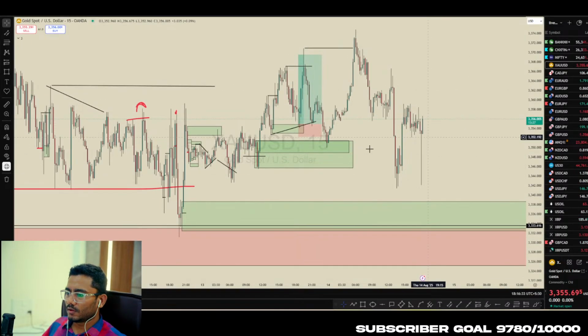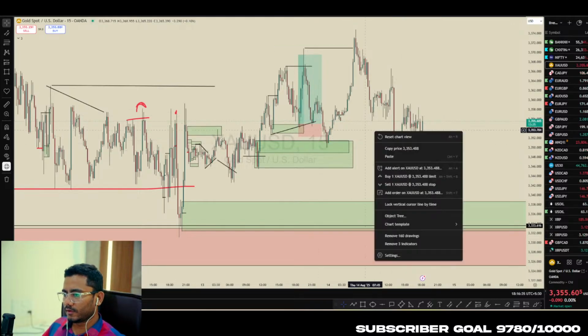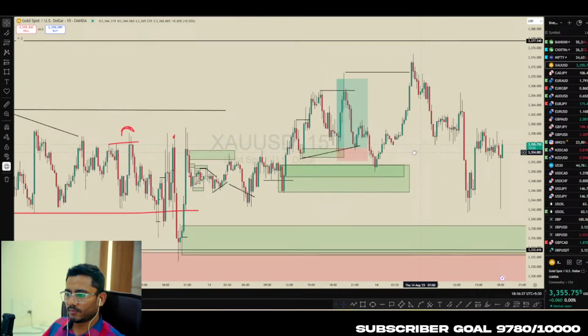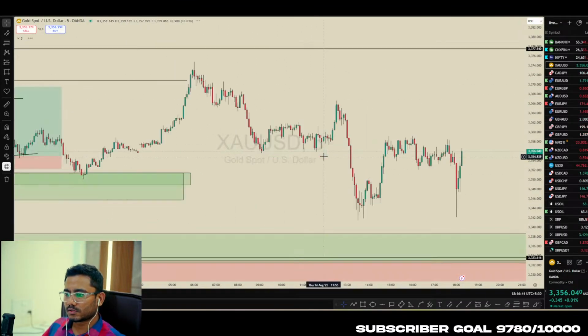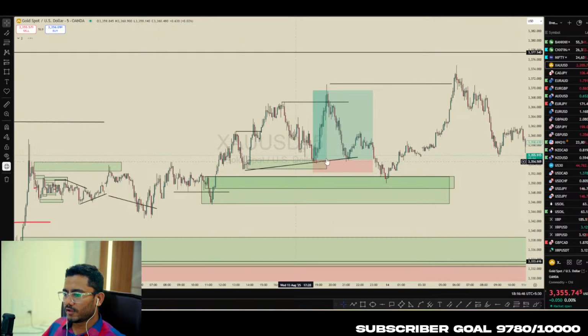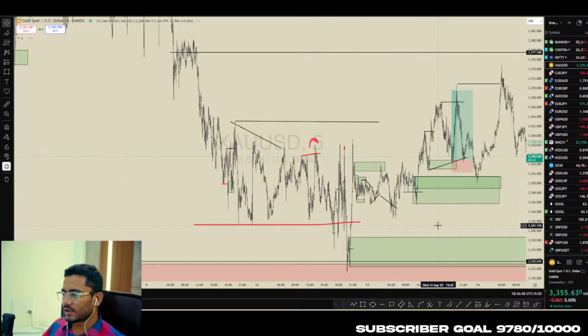So let's see. Yesterday's both trades played out here. Both went to profit. So this one was, price broke the structure. First target hit.